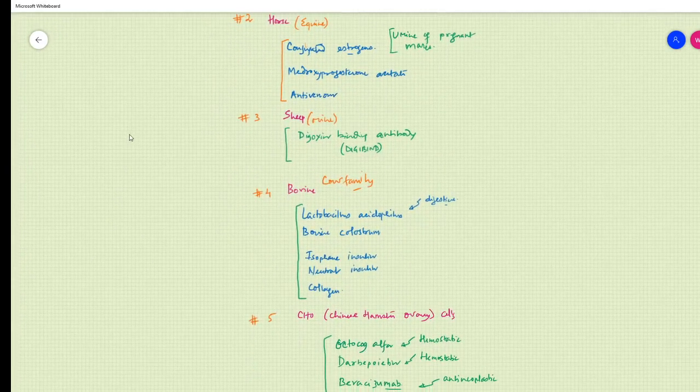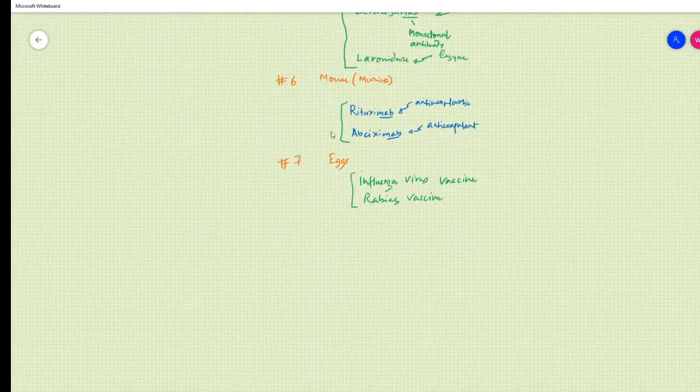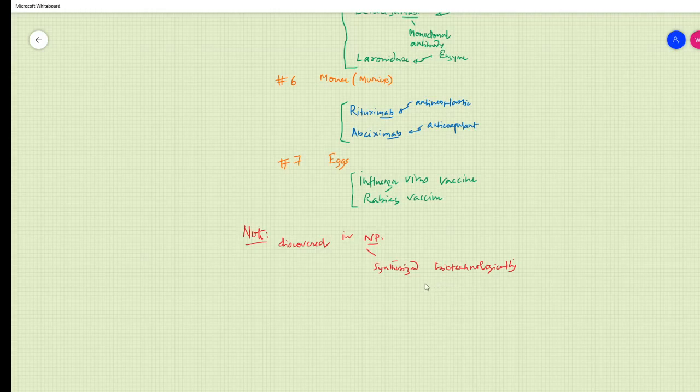There are a few drugs which have been discovered, let's write it as a note. Some drugs are discovered in natural products. Okay, but after discovery, it is commercially synthesized biotechnologically. Biotechnological drugs are large molecule drugs. So we'll say what are large molecule drugs. Just hold on to that thought again. Okay, so they are synthesized biotechnologically. Let's look at an example.